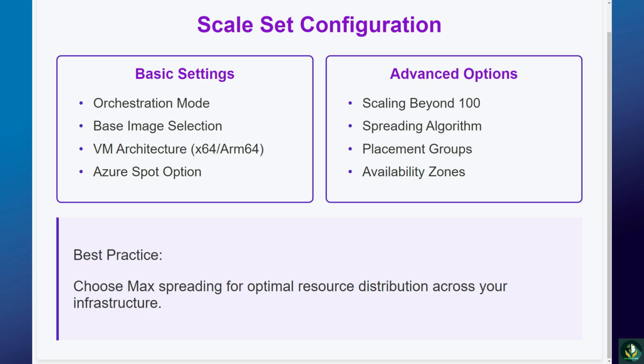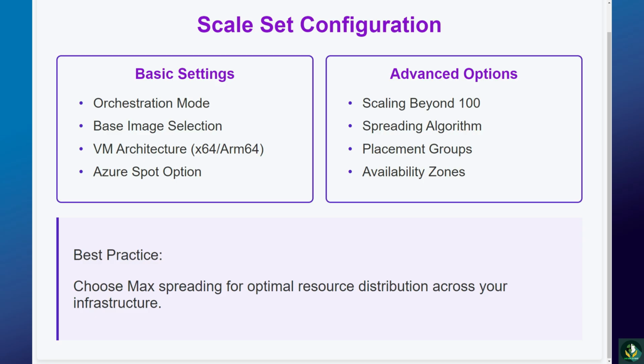You have two options. Uniform orchestration mode defines a single VM model that Azure uses as a template. Creates identical instances based on this model, ideal for predictable, homogeneous workloads. Simplifies management and scaling operations. Flexible orchestration mode allows manual creation and addition of VMs. Supports different configurations within the same scale set. Provides more granular control over individual instances. Better suited for heterogeneous workloads.